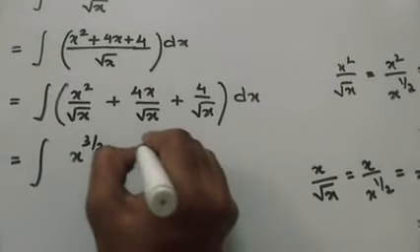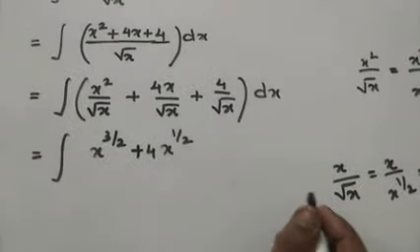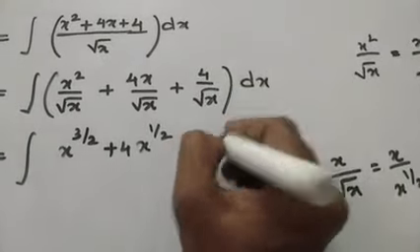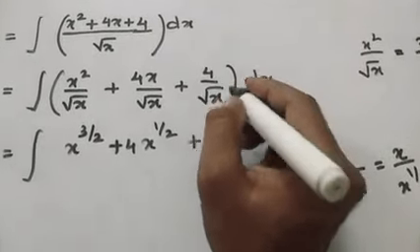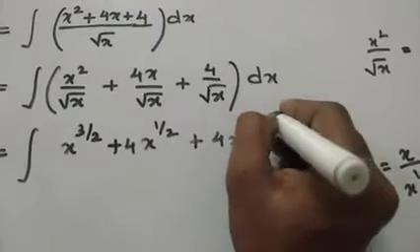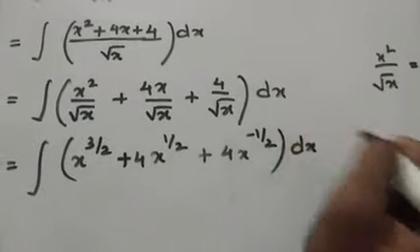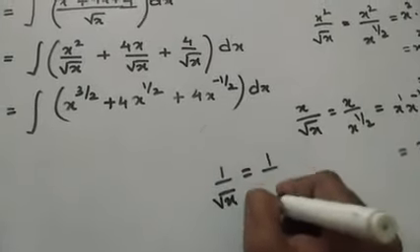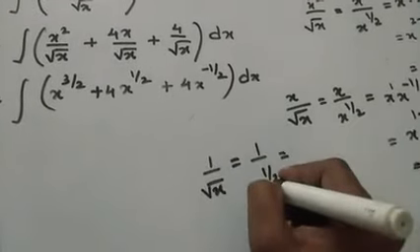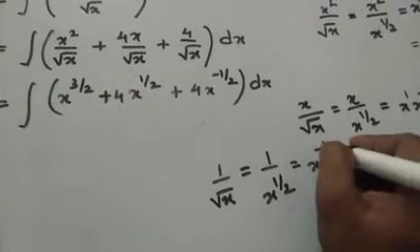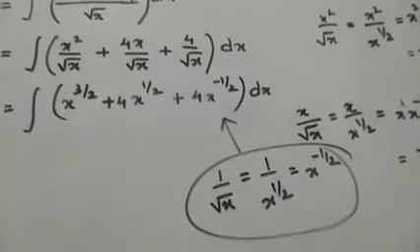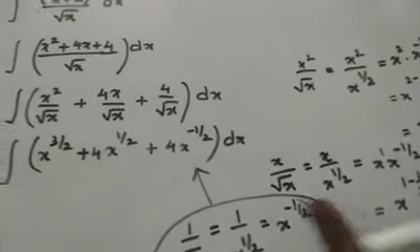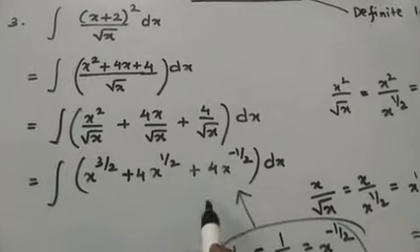So x to the power half, and for this one there is nothing but 4 and 1 by root x, and 1 by root x can be written as x to the power minus half dx. 1 by root x means x to the power half, and if this term goes to numerator, x to the power minus half. This is for the last one. Clear the calculation part? I just do the rough calculation to explain to you from where these terms come.